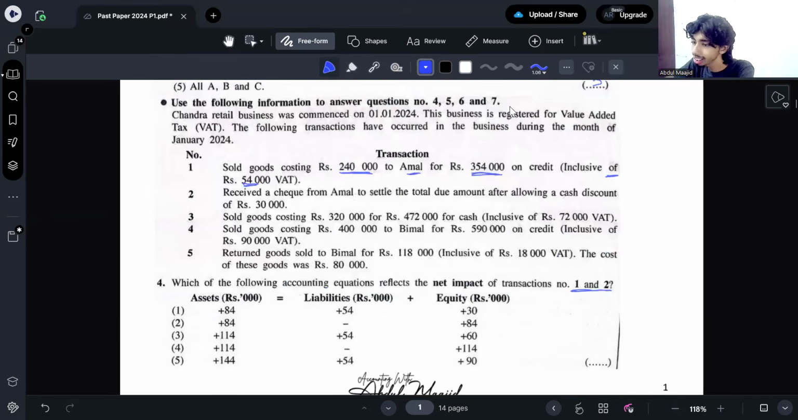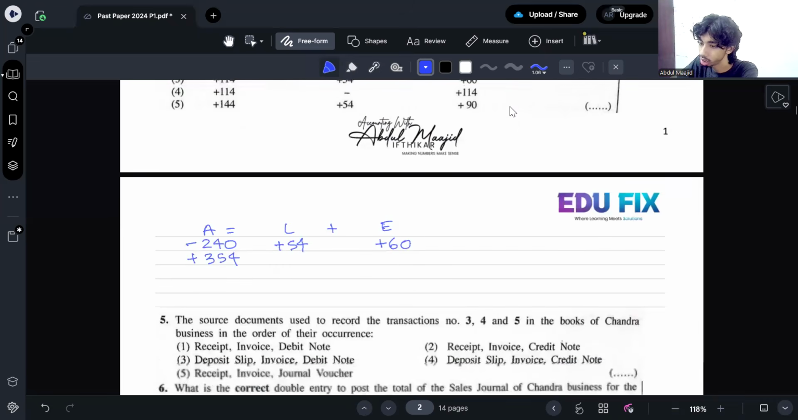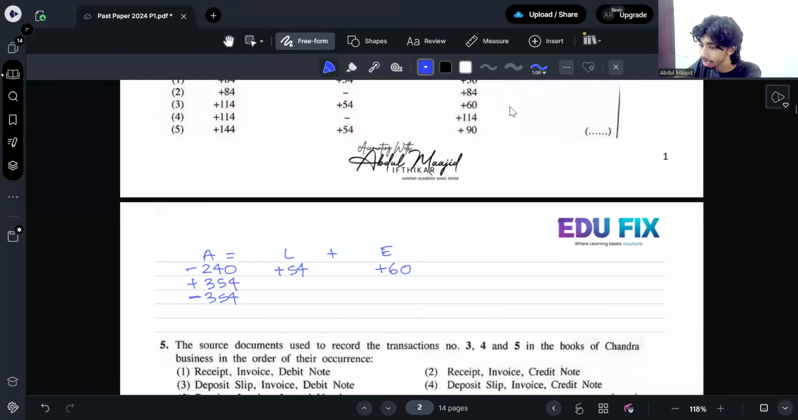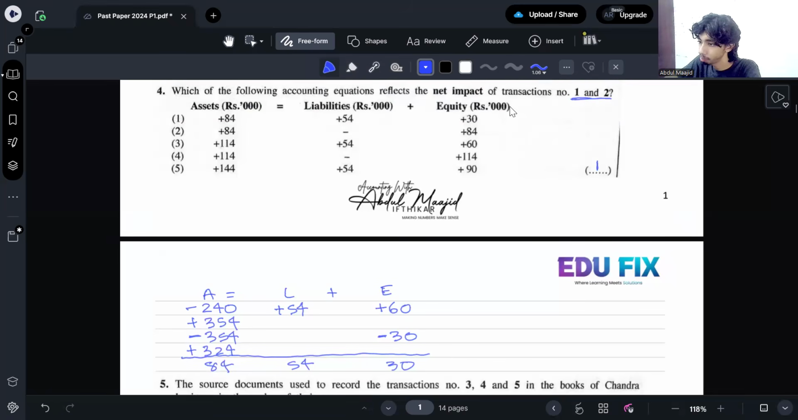Then, second one, received a check from Amal to settle the total due amount after allowing a cash discount of 30,000. Now, Amal had to pay us 354. Now, he's settling that entire amount. Then, debtor minus 354. He is settling this amount after receiving a discount of 30,000. Therefore, equity minus 30. Then how much are we getting in cash? He has to pay us 354. We are giving him a discount of 30. That means we are getting cash 324,000. Then what is the net impact of all these transactions? 84 plus 54, 30. 84, 54, and 30. That is answer number 1.